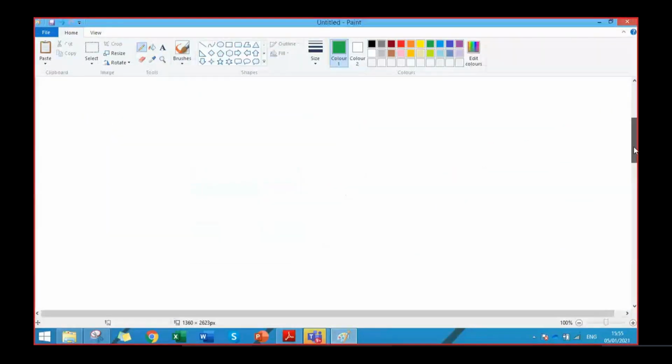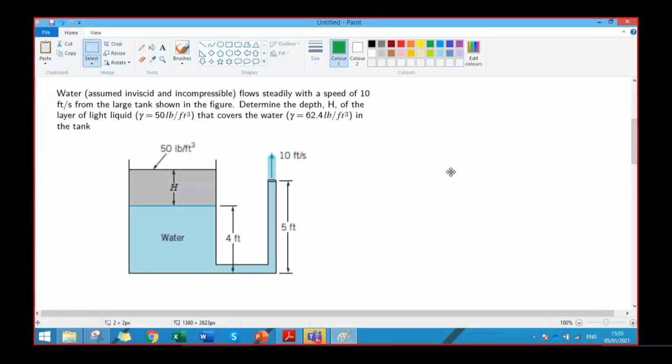In this problem 1, we have water in a tank and there is a light liquid on top of the water. So there is a layer of a liquid on top of the water, and then the water has an elevation of 4 feet, and it is connected to a tube from which the water is flowing at a speed of 10 feet per second. You are required to measure this depth H of the light liquid that is responsible for producing this much velocity of the water, 10 feet per second. Is it clear?